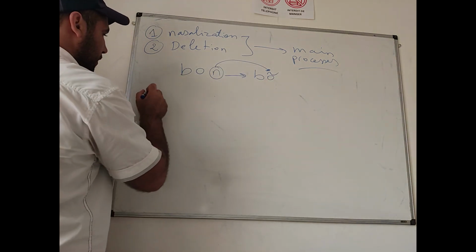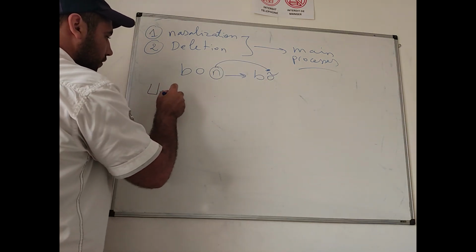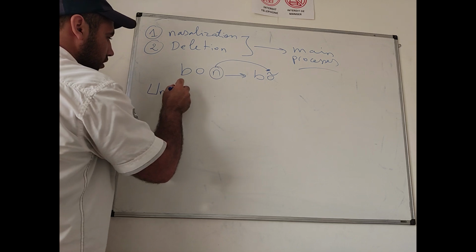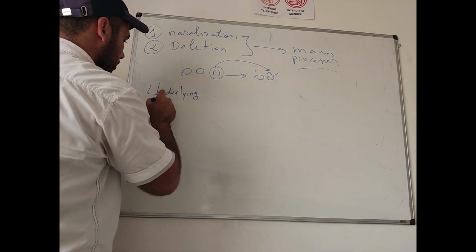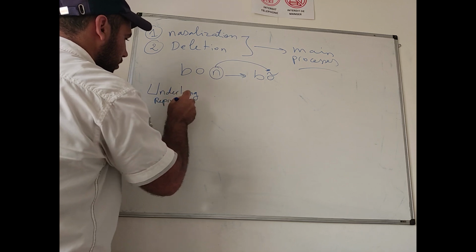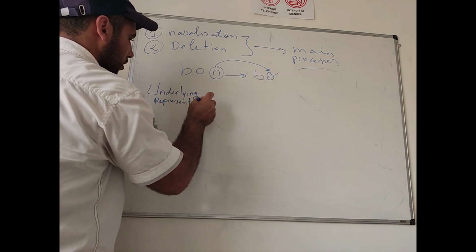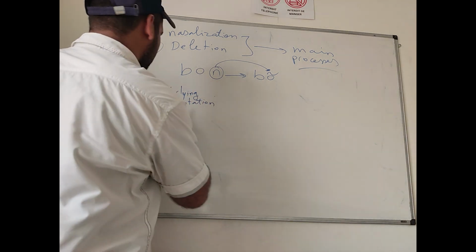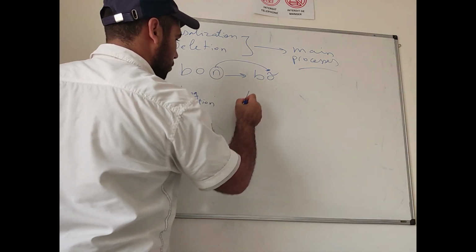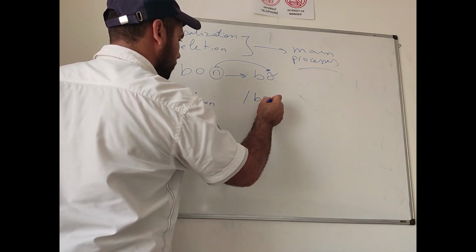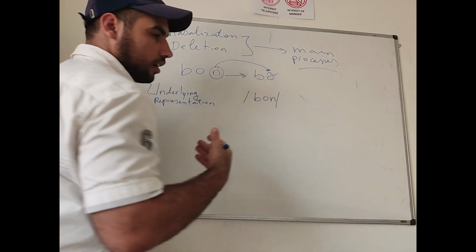Should be like this. The underlying representation. Okay. The underlying representation is what? Is bon. Okay.